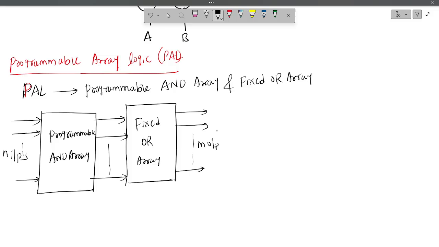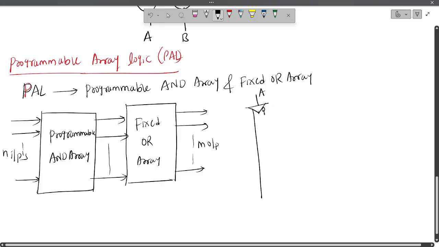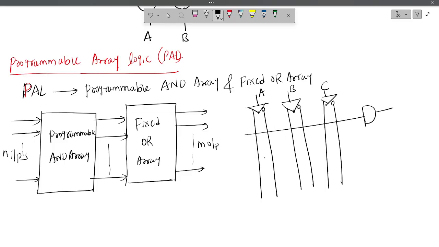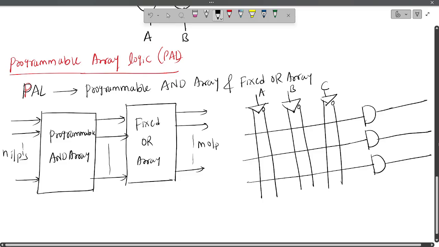Okay, so how to design this? Suppose three inputs are there. Let us take this is a. So a is coming like this, and a bar. And next this one is b, and next b bar. And c, this is c and c bar. And there is some array of AND gates. Suppose three AND gates are there like this.